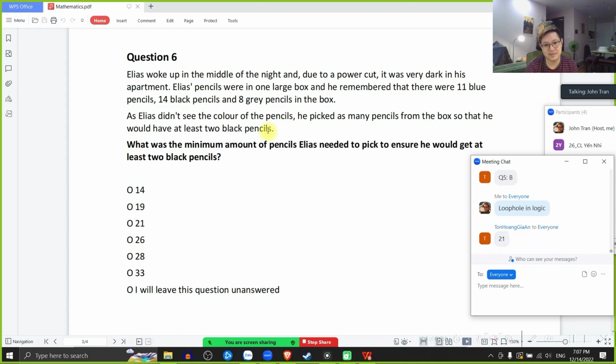What is the minimum amount of pencils Elias needs to pick to ensure that he will get at least two black pencils? Thì cái lượng tối thiểu bút chì mà Elias cần phải nhặt ra để đảm bảo là ảnh sẽ có được ít nhất là hai cái bút chì màu đen trong bàn tay của ảnh. In his hand, okay? Two black pencils at least in his hand. Hồi nãy là còn lại trong cái túi đúng không? Bây giờ là nằm trong tay mà. Pick. Okay. All right, so what do you think?